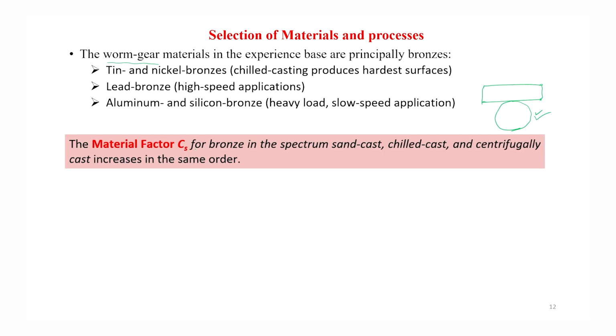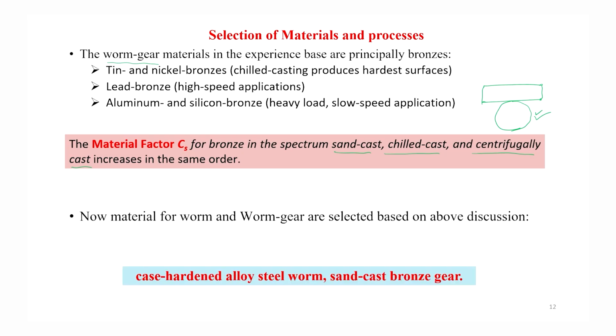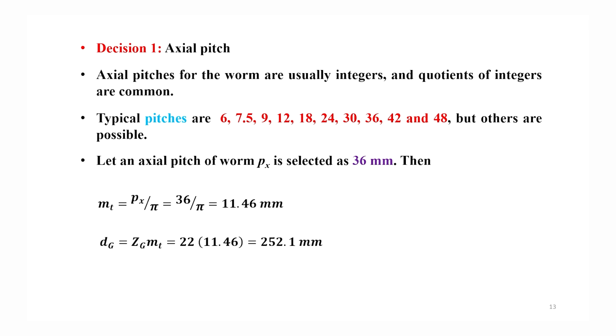The material factor Cs for the bronze in the spectrum sand cast, chilled cast and centrifugally cast increases in the same order. Now, material for the worm and worm gear are selected based on the above discussion as case hardened alloy steel for the worm and sand cast. We are using the sand cast bronze gear, means the gear is made by sand casting process and the bronze gear is selected. So, let us take decision 1 about the axial pitch.